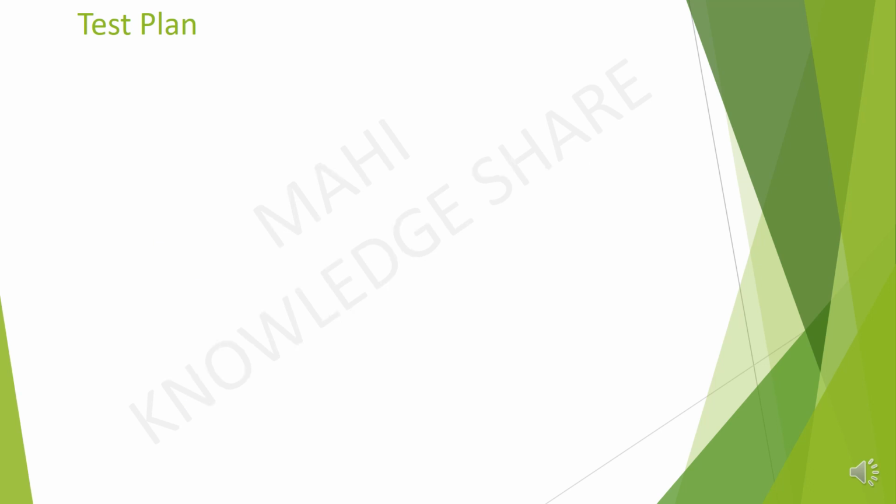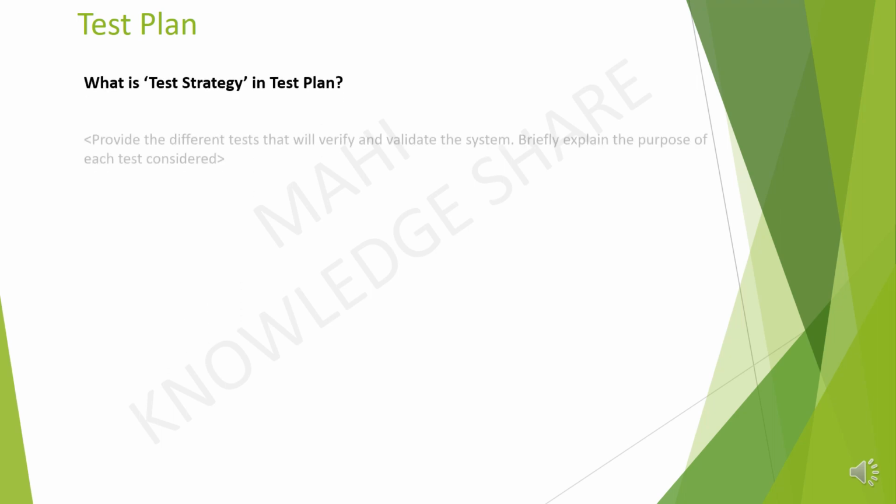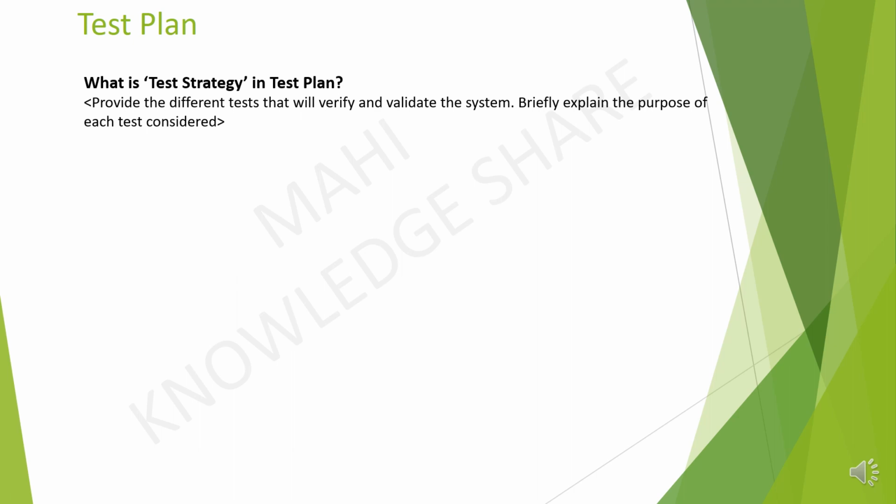Test strategy section in test plan document. In this section, provide the different tests that will verify and validate the system. Briefly explain the purpose of each test considered. First, system test. The system test will focus on the behavior of the system. Objective is to ensure that the integrated system will meet the requirements as defined in the specification.